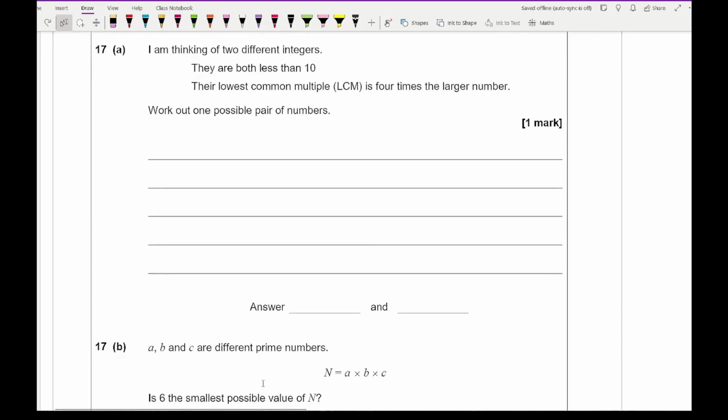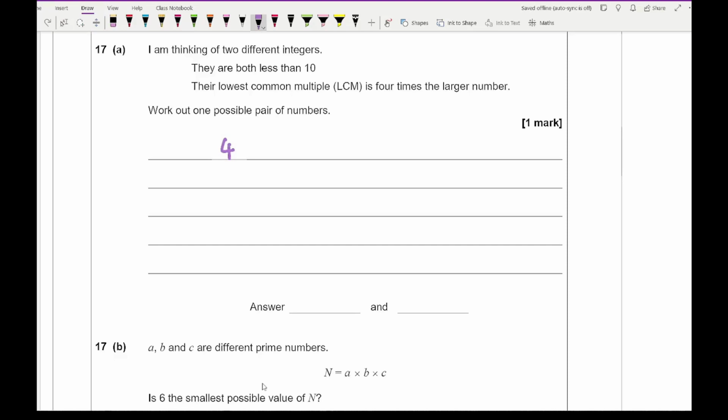They are both less than 10, and it says the lowest common multiple is 4 times the largest number. Work out the pair of numbers. So let's have a look at this. Now for this, again, there's a couple of combinations you can have.